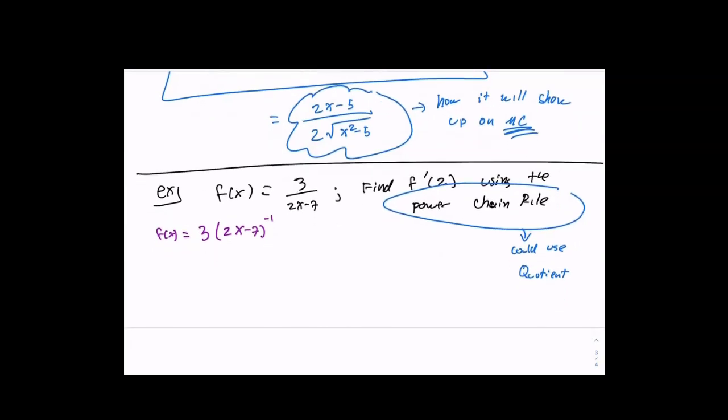Now, I said to find f prime of 2, but to find f prime of 2, I first need to find f prime of x. Then I can find f prime of 2. All right, so f prime of x is what?